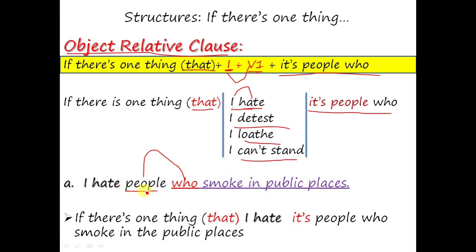Therefore we are going to use this very structure. If there is one thing, I plus V1. So I hate people who smoke in public places. Let's begin. If there is one thing, that is optional. If there is one thing I hate, if there is one thing that I hate, now add its people, put the given clause, who smoke in public places.